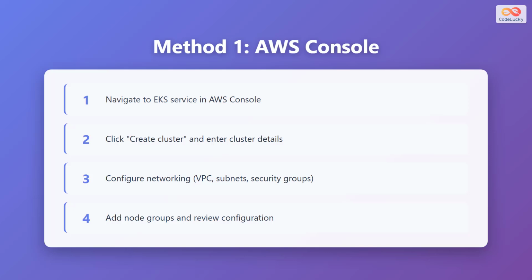Let's start with the AWS Console method. The process involves four main steps. First, navigate to the EKS service in the AWS Console. Second, click the Create Cluster button and enter your cluster details such as the cluster name and Kubernetes version. Third, configure networking settings including your VPC, subnets, and security groups. And finally, add node groups to define your worker nodes. Then review your entire configuration before creating the cluster.